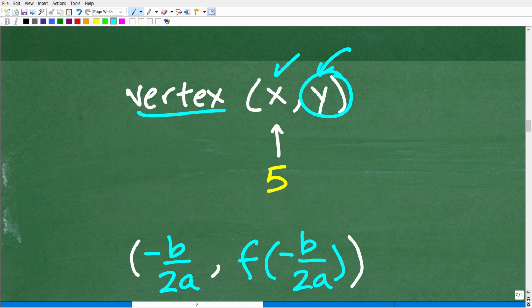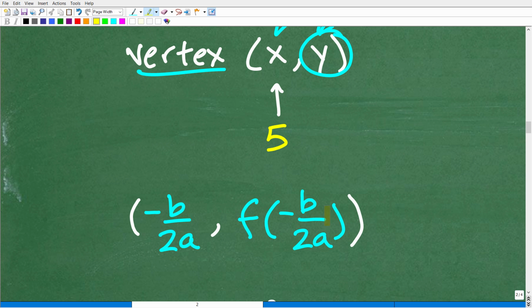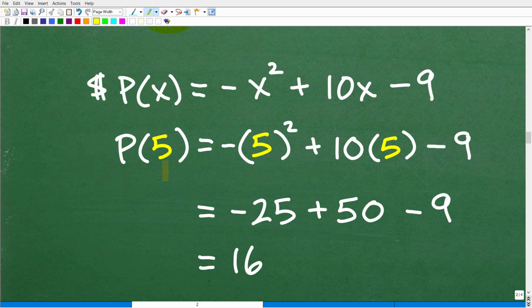The y seems to be very confusing for a lot of students, but it's actually very easy. Once you have the x value, all we do is plug that value into the function. So we're going to find f of 5, which is f of negative b over 2a. We're just going to plug 5 into the function. Here's our function, so let's evaluate it for 5. So p of 5 is equal to negative, in parentheses, 5 squared plus 10 times 5 minus 9. When we do all the number crunching, we get -25 plus 50 minus 9, which is 16. Now remember, this is our profit.